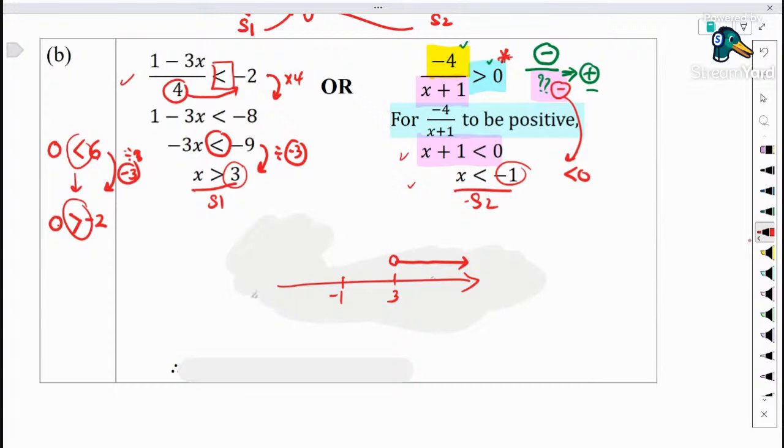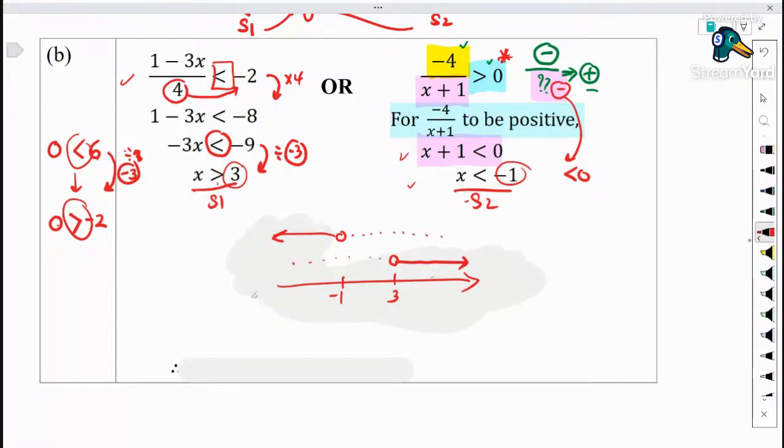Not shaded because no equal sign. Less than minus 1. Again, not shaded because not equal. And watch out for the level of your drawing. One is up, one is down.